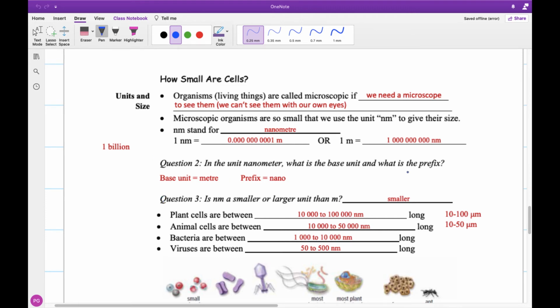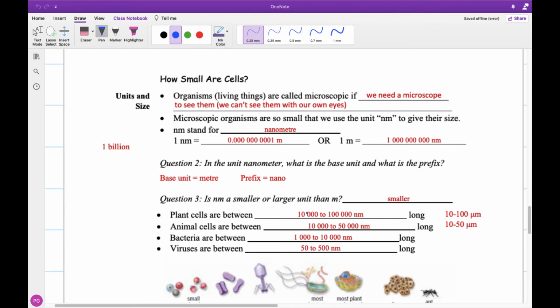Now, we've done unit conversions before. Our base unit here is the meter, so we're measuring a distance or a length. And our prefix, the word that goes in front of it, is nano, and that means 1/1,000,000,000th, or split into a billion pieces. So is a nanometer smaller or larger? It's very clearly smaller. These are tiny, tiny units.